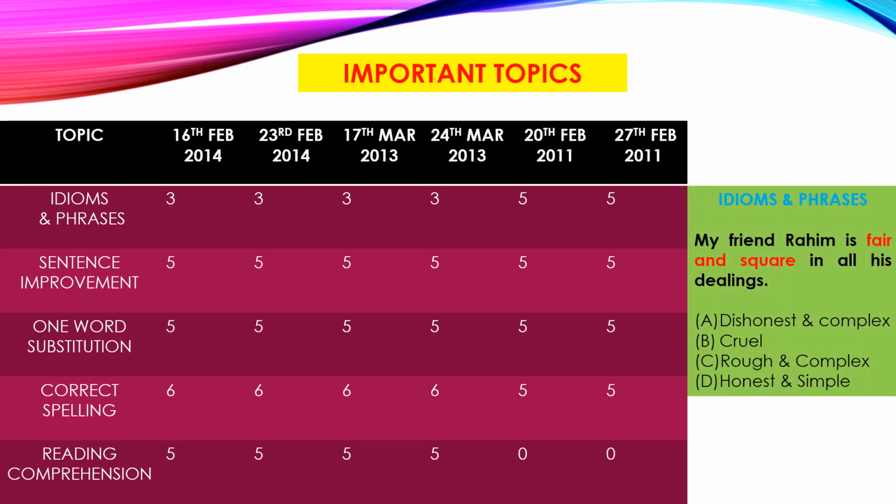In idioms and phrases you would be given an idiom and corresponding to that 4 options will be provided. You have to choose that option which correctly matches the use of that idiom there. For example, my friend Rahim is fair and square in all his dealings. So fair and square can be replaced by option D, honest and simple. 3 to 5 questions are asked based on this topic.